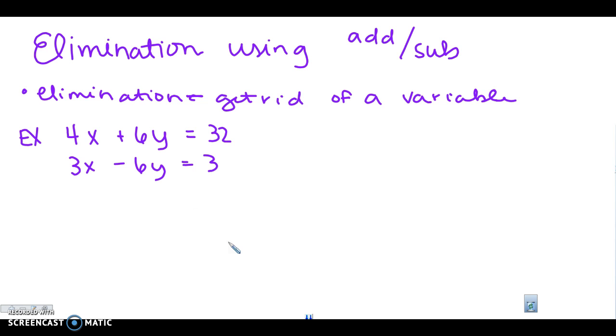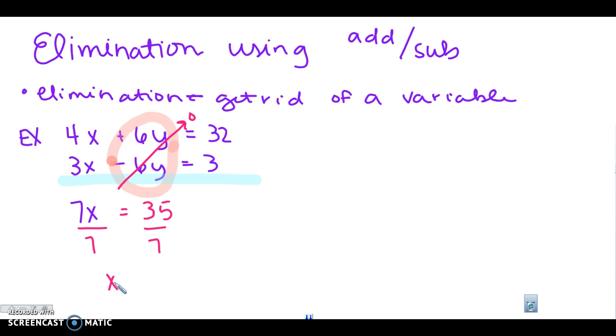Looking at the plus 6y and the minus 6y, if I were to add straight down, those two things would cancel. So I'm going to do just that. 4x plus 3x gives me 7x, and plus 6y minus 6y eliminates out, that goes to 0. And then 32 plus 3 gives us 35. Now that's really easy to solve for x. I divide both sides by 7, and I get x equals 5.